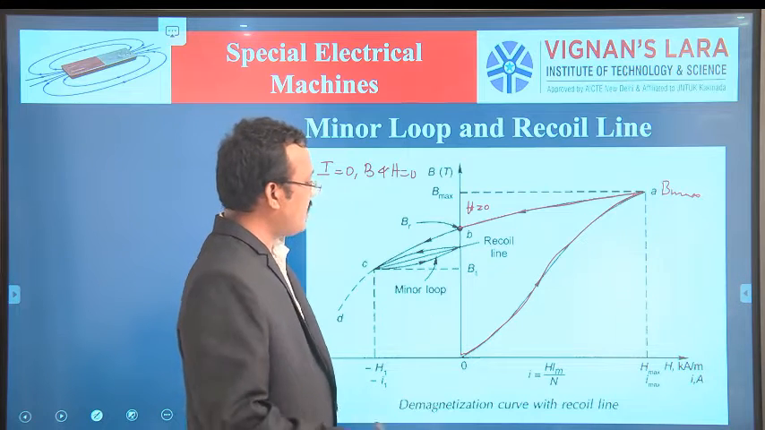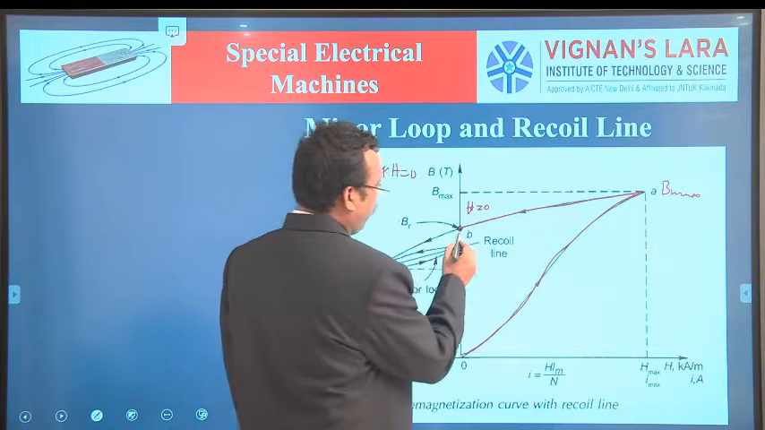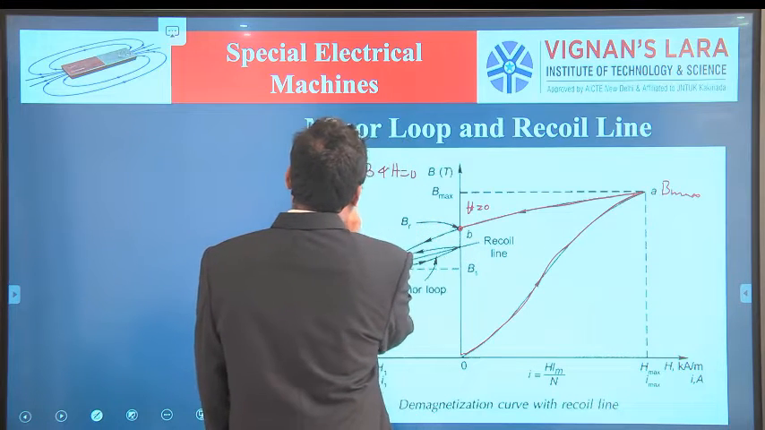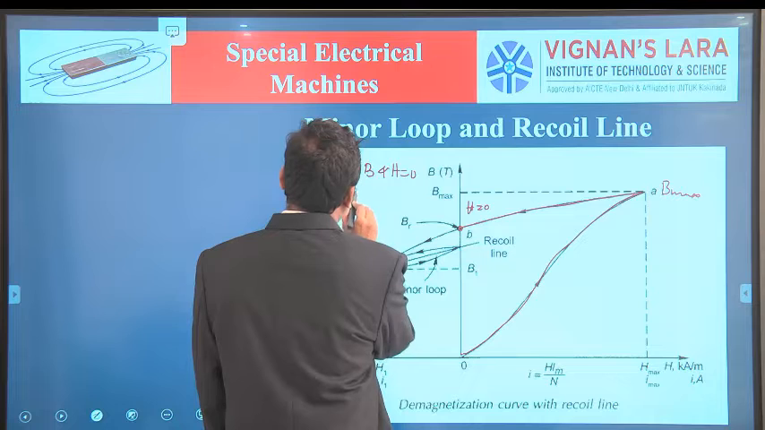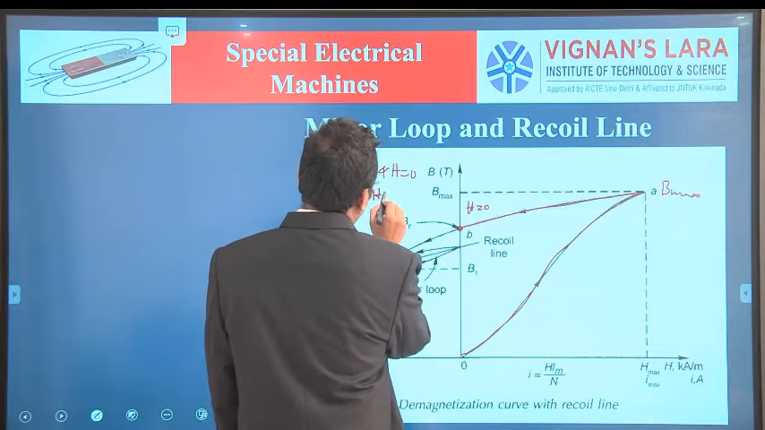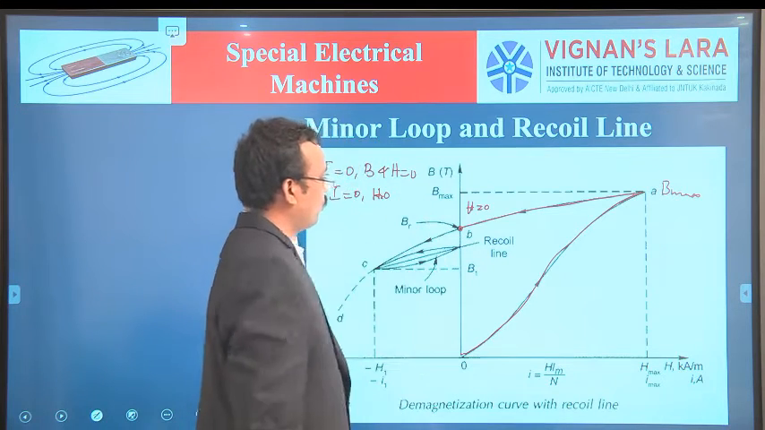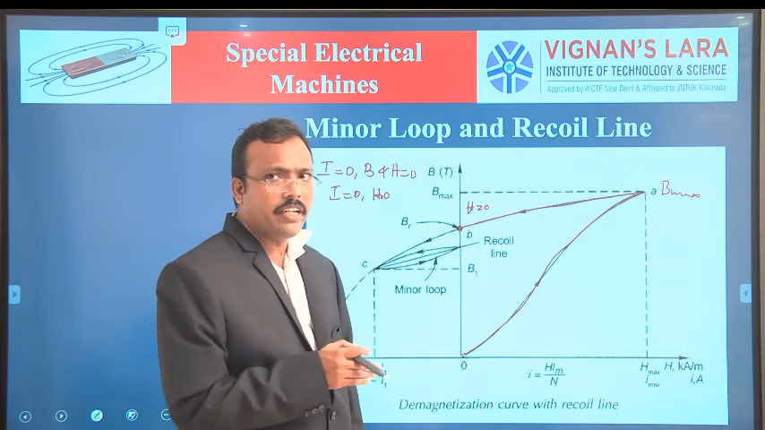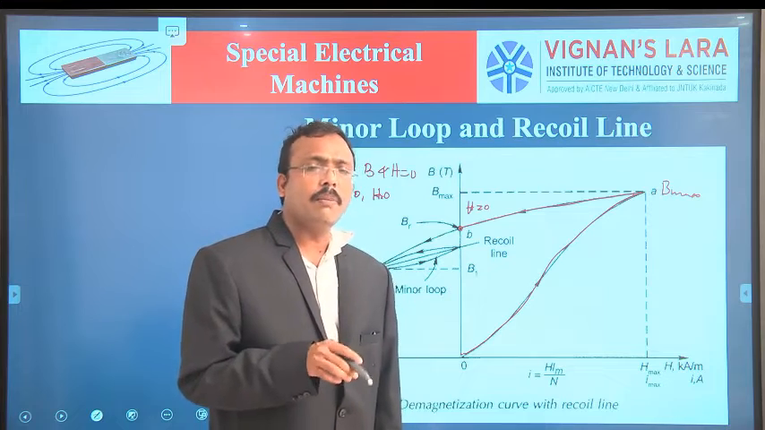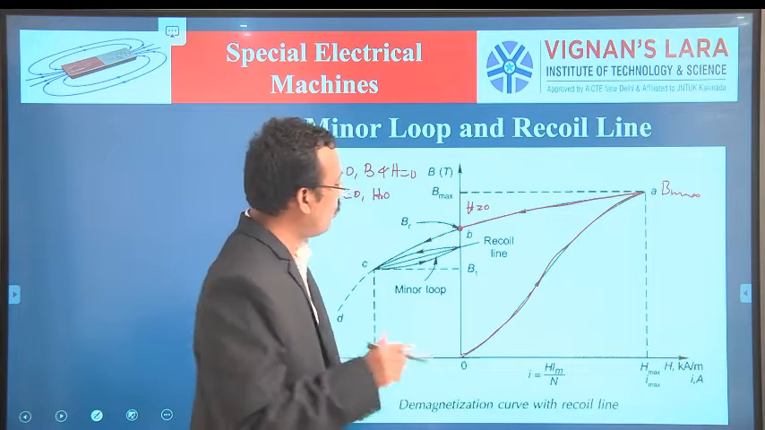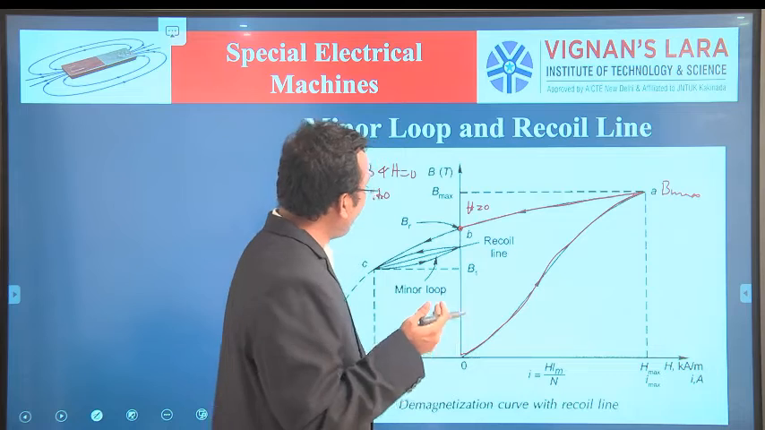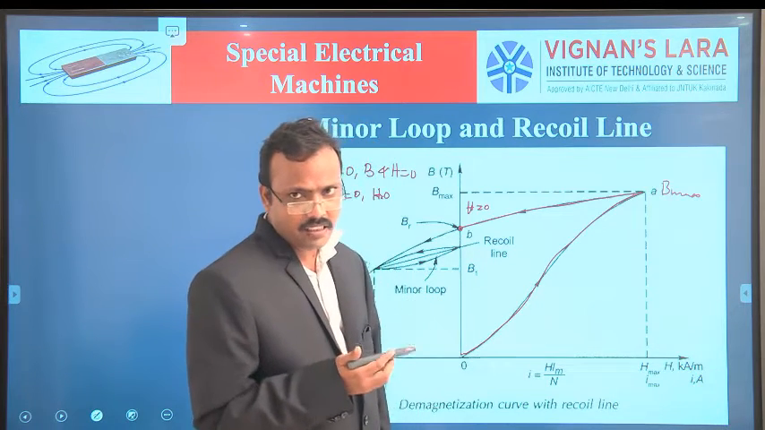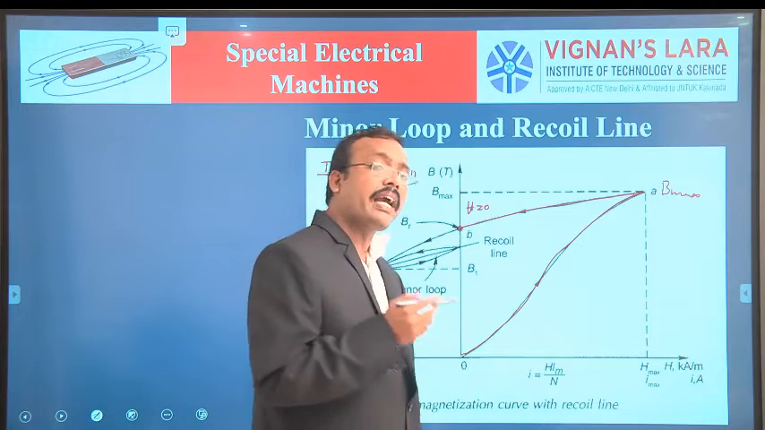Now what happens? This is very important. At this point, what is the value of the current? At this point, the current I equal to 0, H equal to 0. So I is 0, H is also 0. At this point, we completely remove the magnetizing force from the magnetic material, so that H equal to 0. So only the flux density is present. That flux density is called the residual flux density or retentive flux density of the magnetic material.